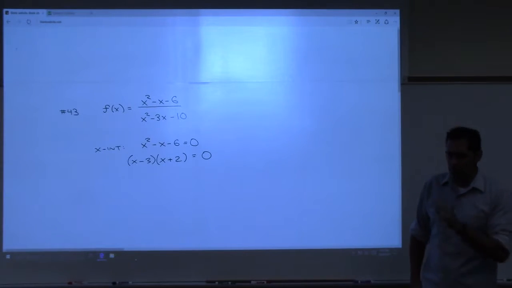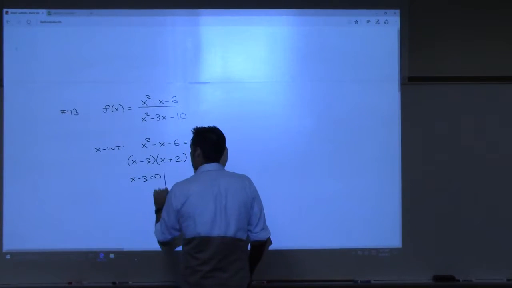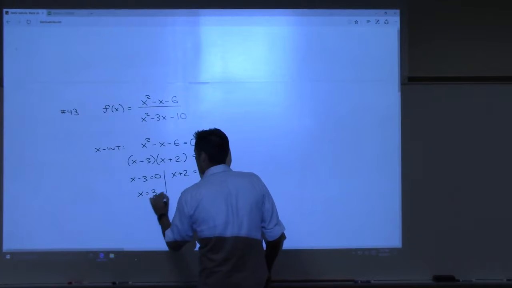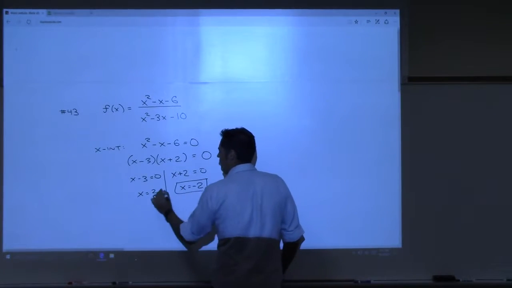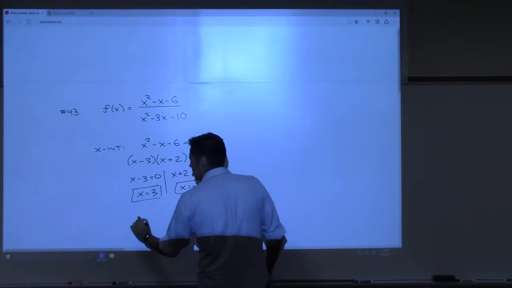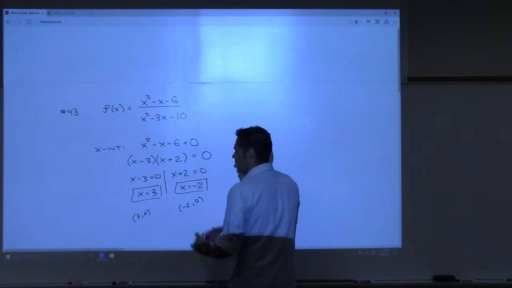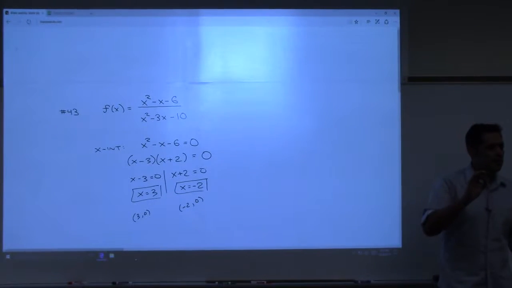All right, and then you set each of those equal to 0. x minus 3 is 0, x plus 2 is 0, and you get two solutions, 3 and negative 2. So you could just put that, or if you want, you could write them as points, (3, 0), (negative 2, 0). Either way, I'll take either one. That okay? That part all right?